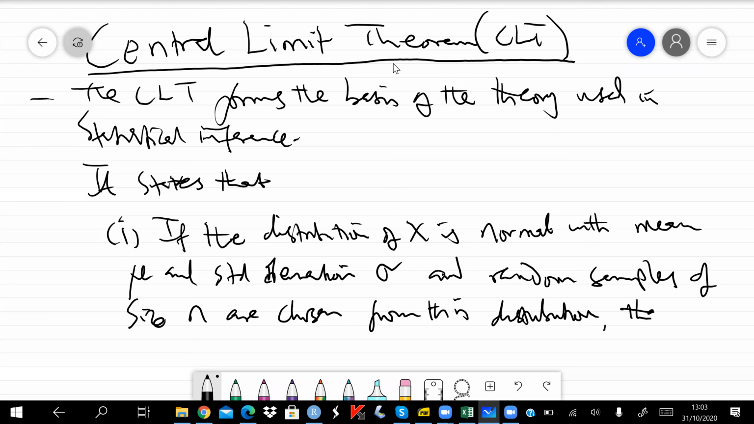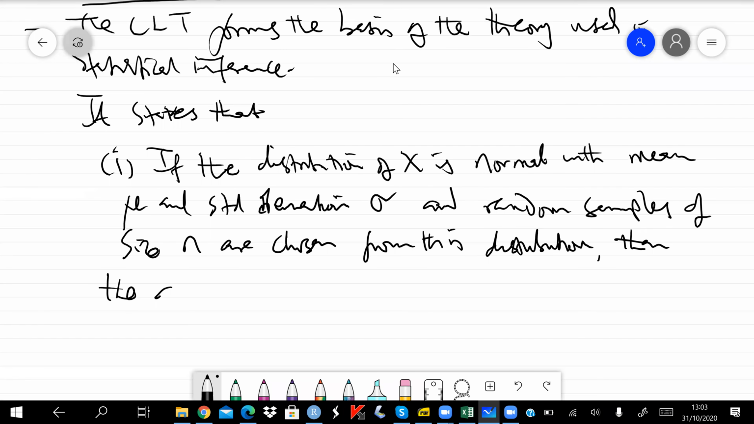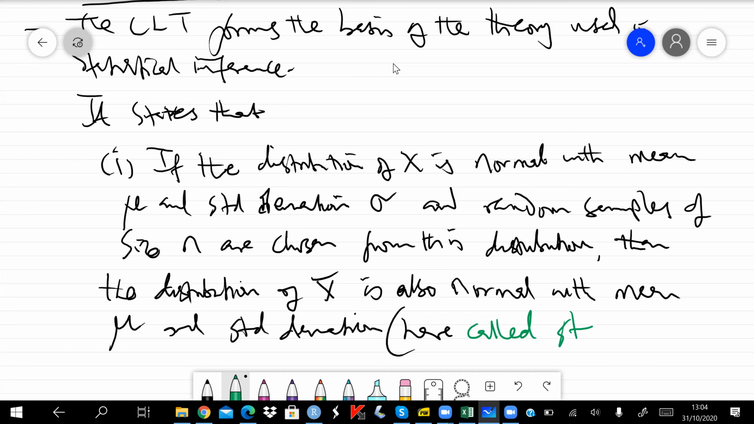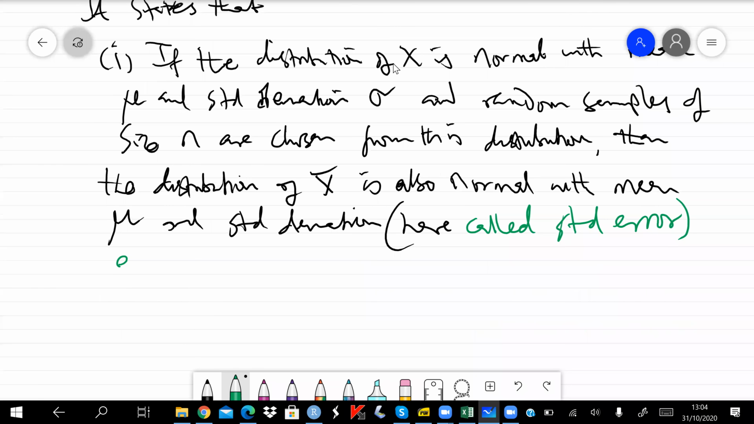then the distribution of X bar is also normal, with mean equal to mu and standard deviation, which here is called the standard error, equal to sigma over root n, for whatever size of sample.